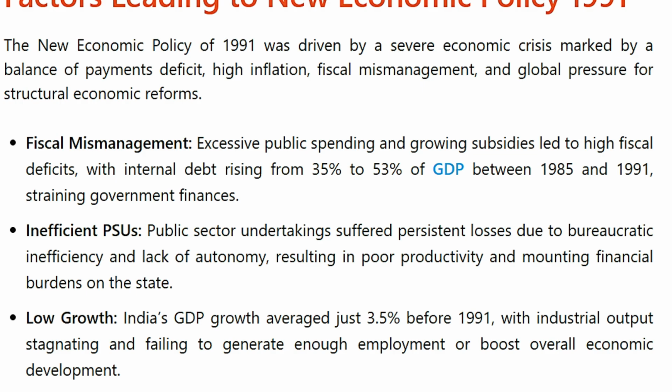Inefficient PSUs. Public sector undertakings suffered persistent losses due to bureaucratic inefficiency and lack of autonomy, resulting in poor productivity and mounting financial burdens on the state. Low growth. India's GDP growth averaged just 3.5% before 1991, with industrial output stagnating and failing to generate enough employment or boost overall economic development.